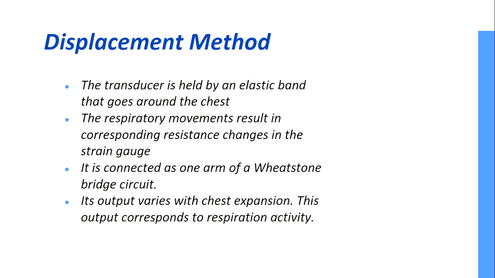Here the transducer is held by an elastic band around the chest. A transducer is nothing but a device that converts a measured quantity into an electrical signal. Here the resistance in the strain gauge changes due to the movement of the lungs. It is connected as one arm of the Wheatstone bridge. Its output varies with chest expansion.